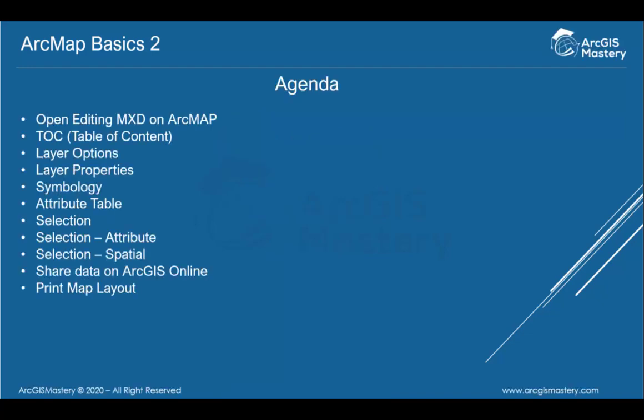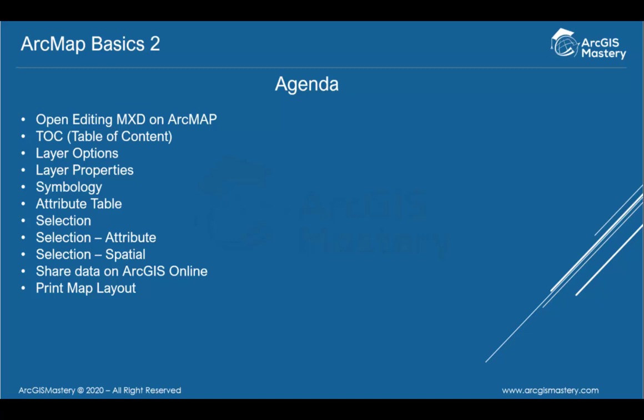Today we will open our editing MXD that we saved in the editing lesson. Then we will check all the options available in the table of content and see how we can arrange and view the layers. After that, we will check the layer options and the layer properties where we can define the labels and the symbology for the layer.